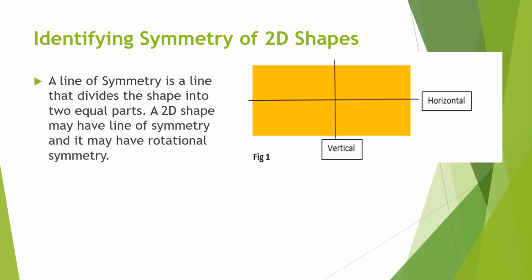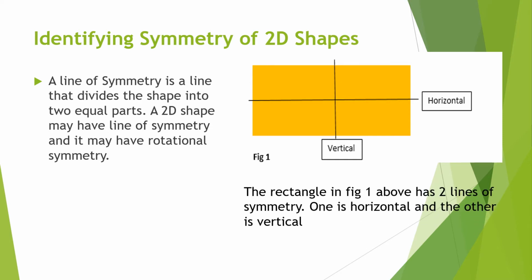Let us look at the diagram that has been shown on Figure 1. It shows two lines of symmetry, a horizontal and a vertical line of symmetry. What is a line of symmetry? A line of symmetry is a line that divides the shape into two equal parts. A 2D shape may have line of symmetry and it may have a rotational symmetry.